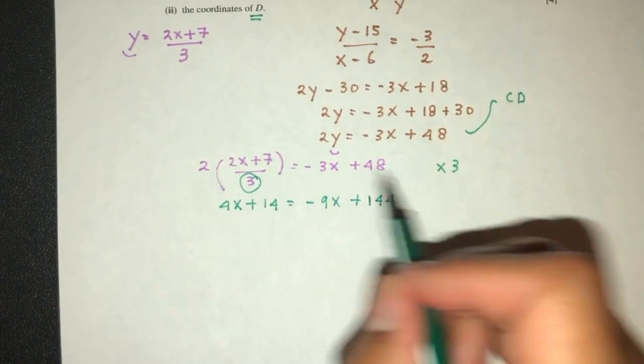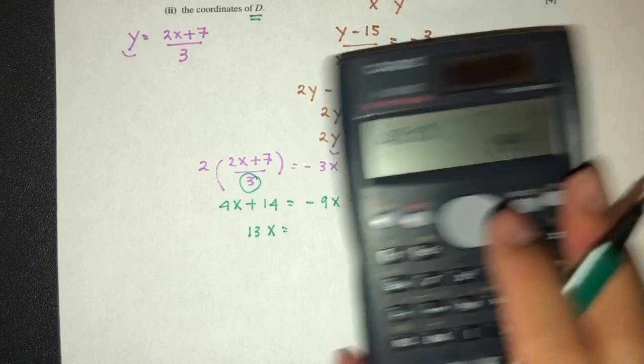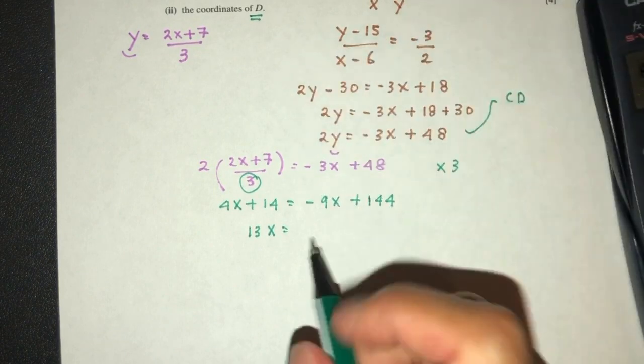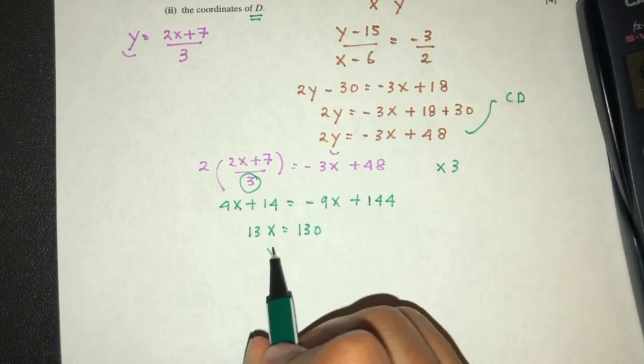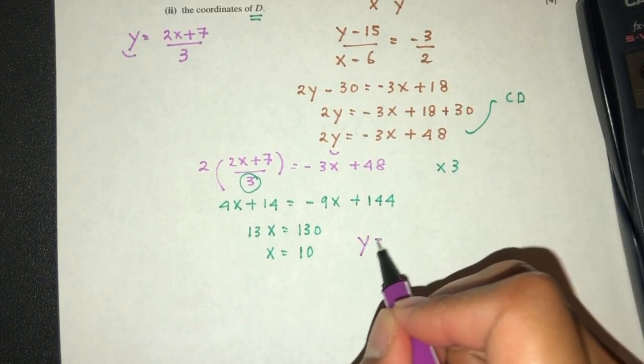Send this over here and this over here. So that will be 13x equal to 144 minus 14. That should be 130. X should be 10. From this, we can find the value of y. Y replaced back in here.